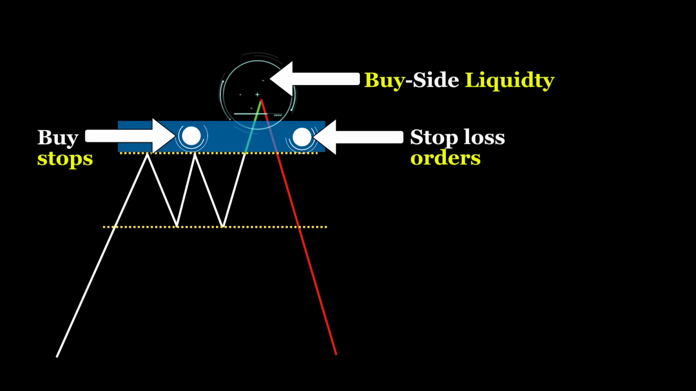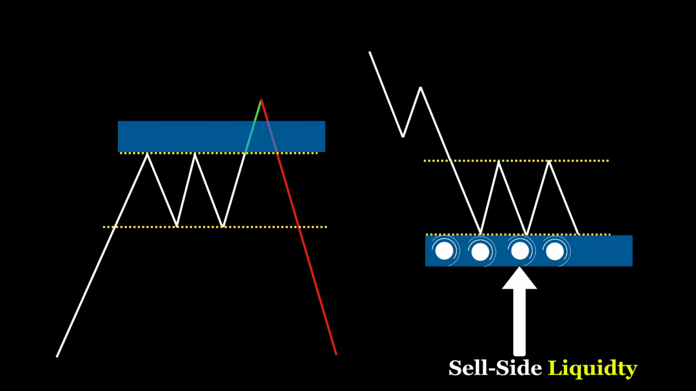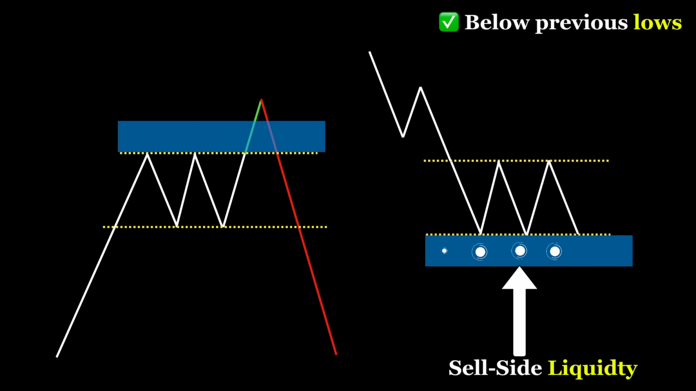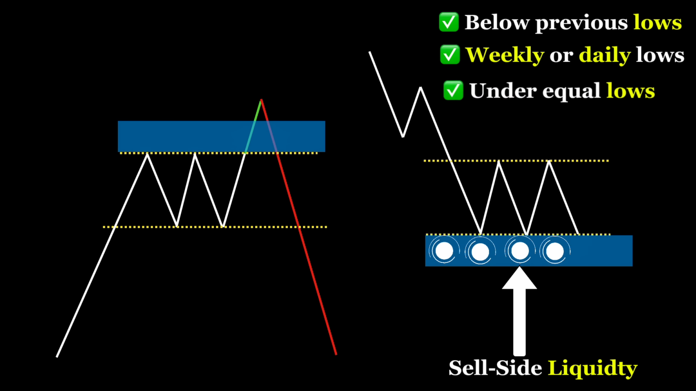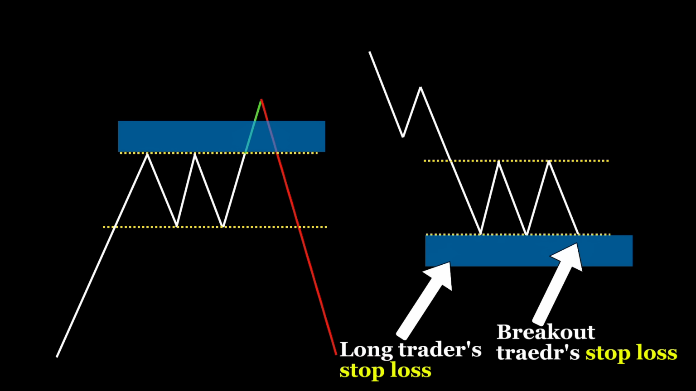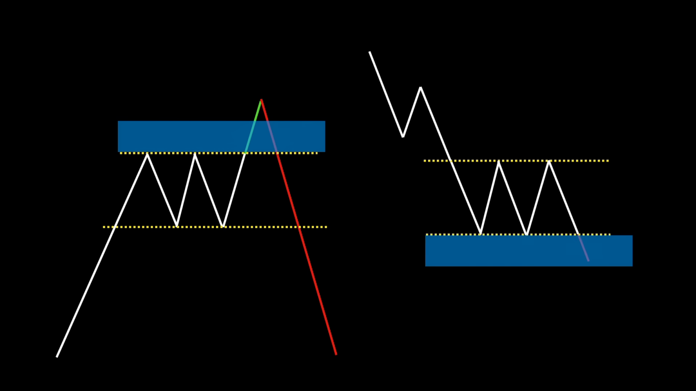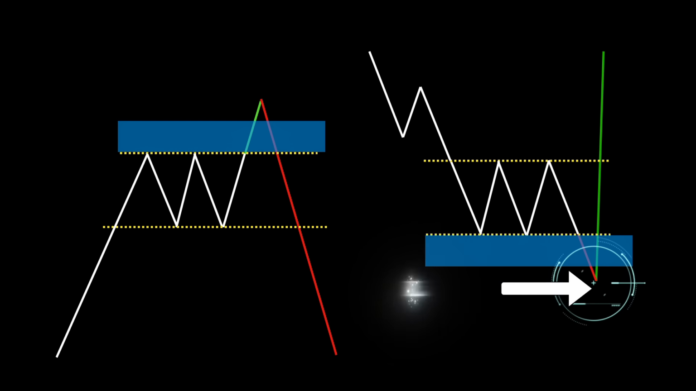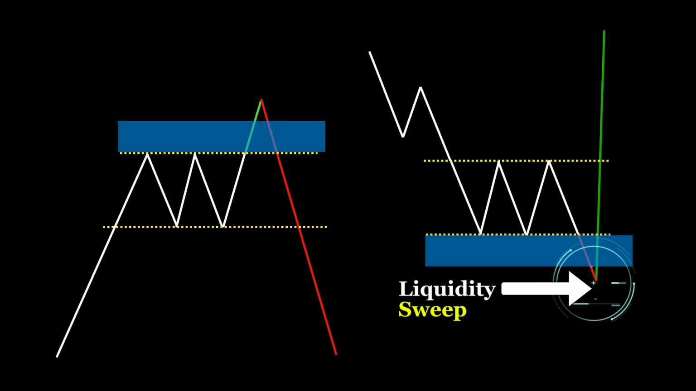Now let's flip the script. Sell-side liquidity comes from sell stop orders, and they rest below price, below previous lows, weekly or daily lows, or under equal lows. Long traders place stop losses below key support. Breakout traders place sell stops to catch a breakdown. Smart money sees the same thing. So what do they do? Push price below support, trigger those stops, fill their buy positions using that flood of sell orders, and reverse the market upward. This is the essence of a sell-side liquidity grab.